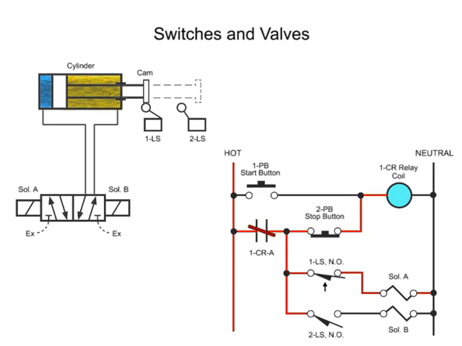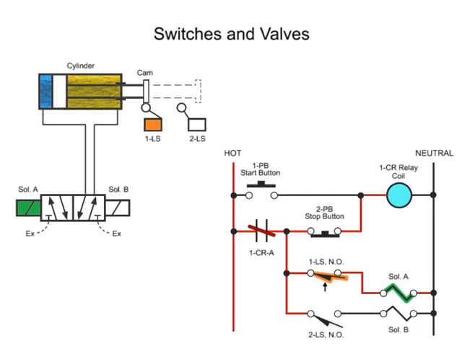When contacts 1CRA are closed, electrical power is distributed to the rest of the circuit. Since limit switch 1LS is held closed by the cam prior to the beginning of the cycle, current flows through this switch and activates solenoid A. Since limit switch 2LS is open prior to the beginning of the cycle, current cannot flow, and thus solenoid B remains de-energized.